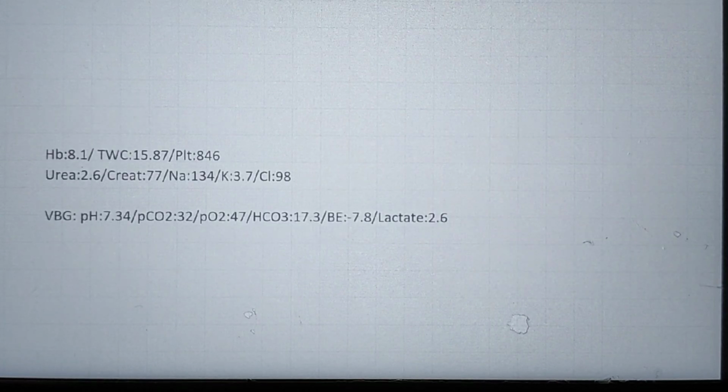And then we proceed with investigation. We take blood for FBC and also RP and also VBG in this patient. So the Hb shows that the patient is anemic with Hb of 8.1. Total white cell is raised at 15.87 and the platelet is also raised. For the RP, it is fairly normal with urea of 2.6, creatinine 77, sodium 134, potassium 3.7, and chloride of 98. The VBG also shows metabolic acidosis.